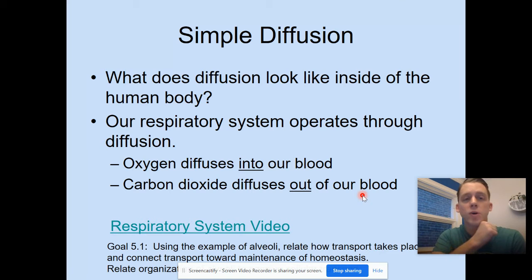So our respiratory system operates through diffusion. Now think about what you know about oxygen and carbon dioxide. These two gases, how can they get through a membrane? Is it simple diffusion or is it facilitated diffusion? You may remember that because both of these things are nonpolar, it's simple diffusion.